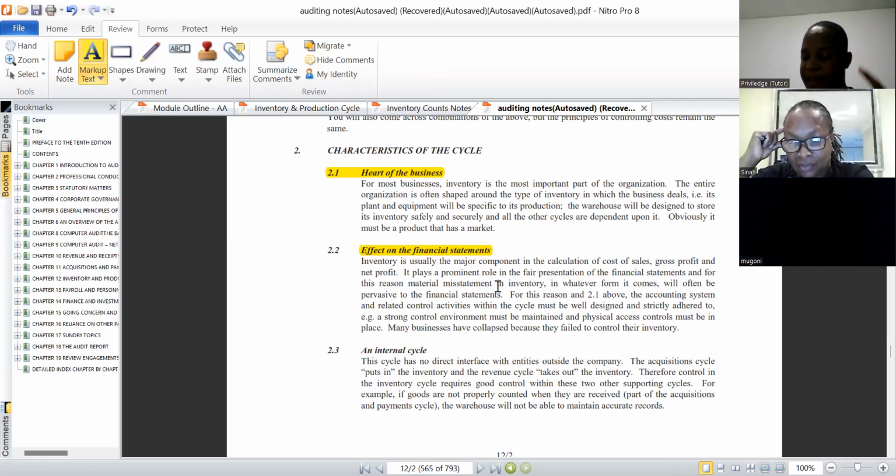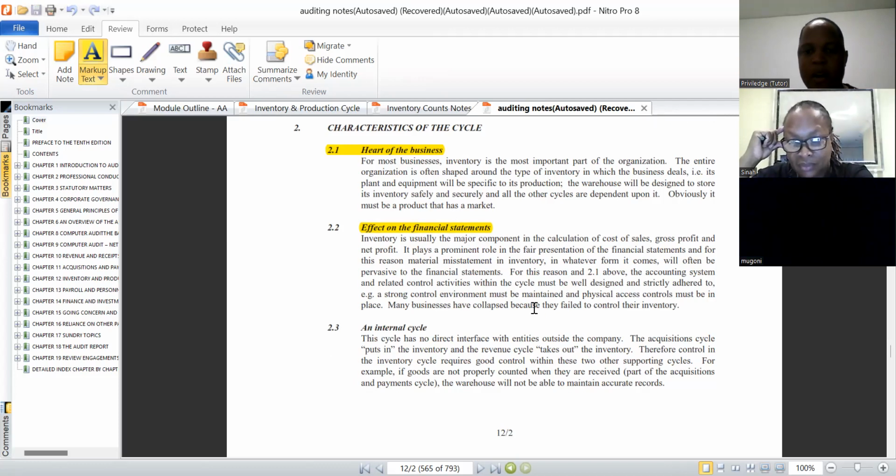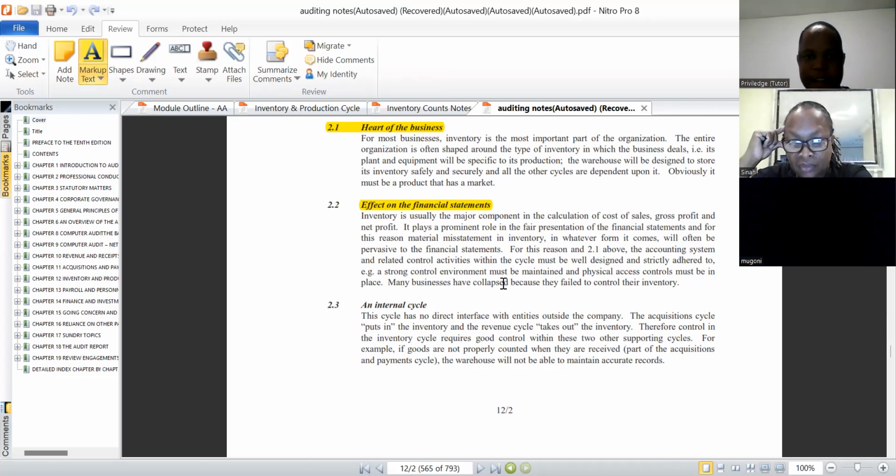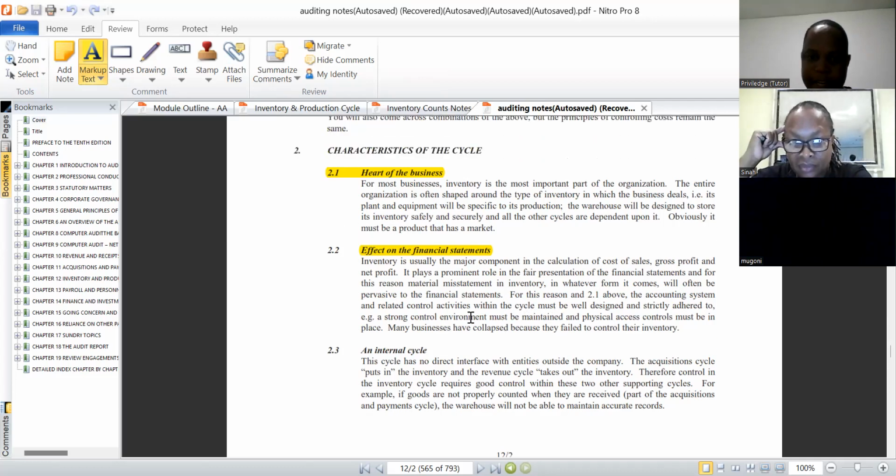So that's why this aspect to do with inventory, or the concept of inventory itself, really has a significant effect on the financial statements, because one of the things that would happen is inventory account balances in the statement of financial position can be overstated. In other words, management would actually record more inventory than what they actually have in their warehouse. So that's why it has significant effects in the financial statements.